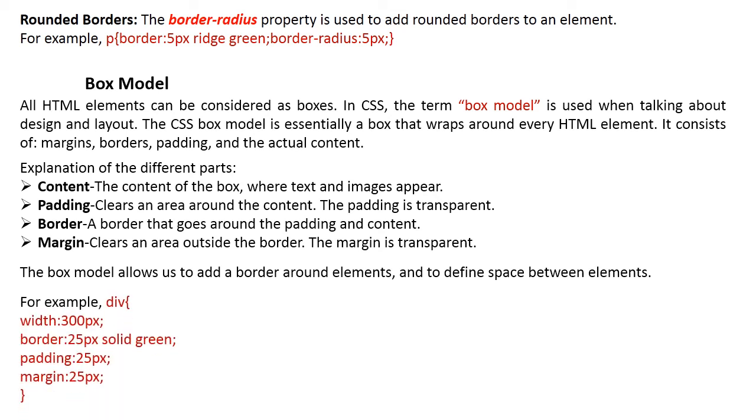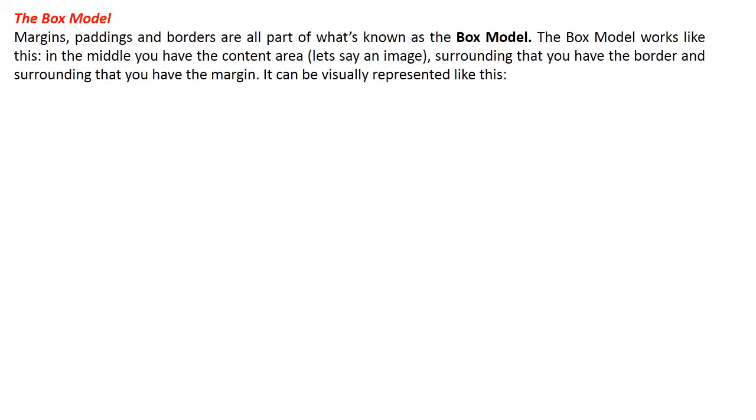For example, we have a division, and we have its width as 300 pixels. The border is 25 pixels, solid and green. We have the padding is 25 pixels and the margin is 25 pixels. And the box model margins.